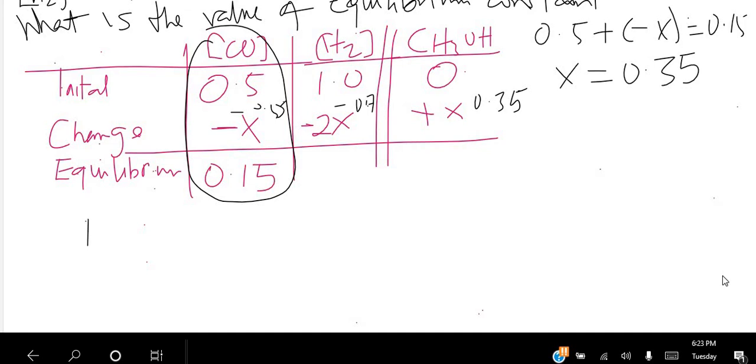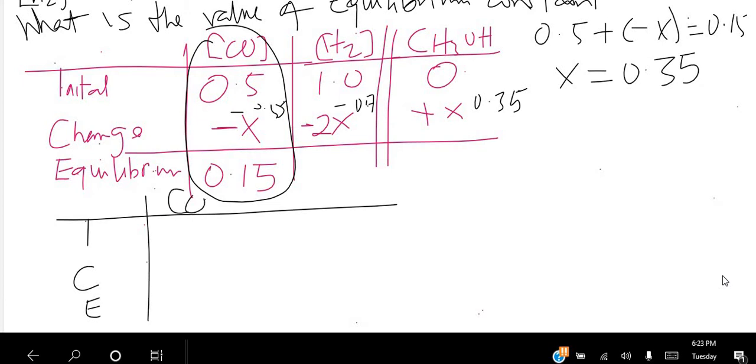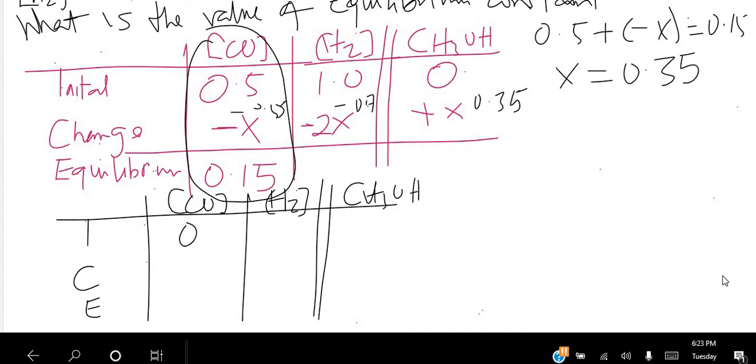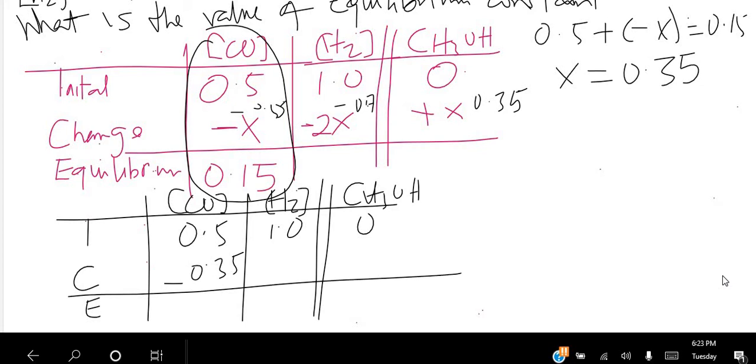So it's going to be ICE again. So this is still going to be our CO, hydrogen, and our CH3OH. So this is still going to be 0.5, 1.00, and this is going to be negative 0.35, and this is 0.15, and this is going to be negative 0.7.